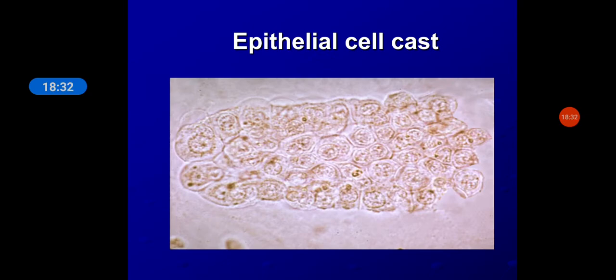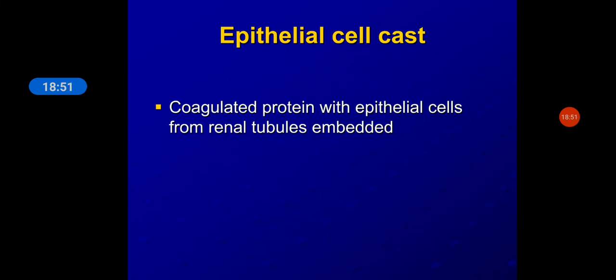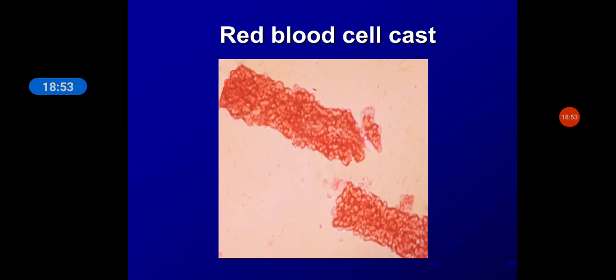These are epithelial casts. If you can appreciate, these are epithelial cells which are clumped together. This is also invariably seen in cases of acute renal disorders, and most commonly it is acute tubular necrosis. Now you have RBC cast.